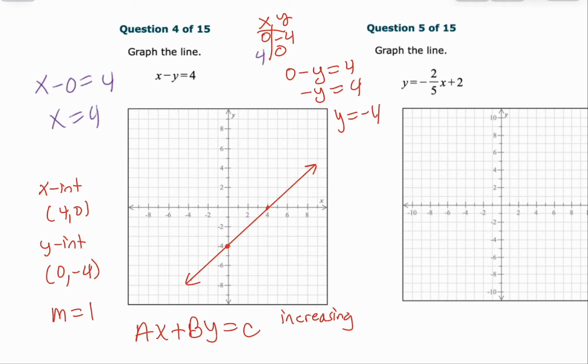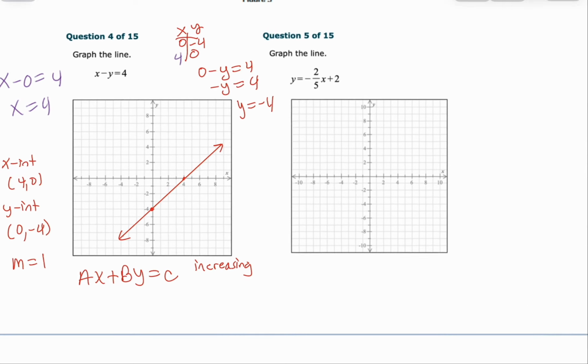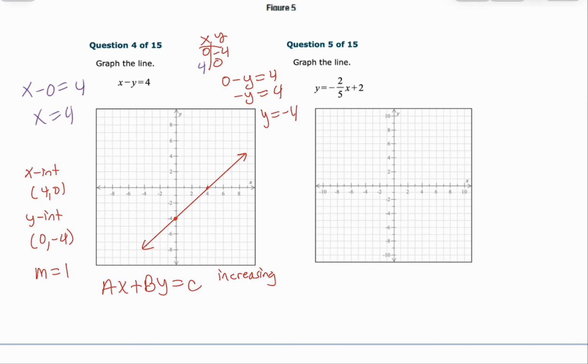Now, question 5, I would probably not graph it the same way. Now, could I? Of course I could. You can always plug in points at the line. Most equations you can plug in some points, at least to give you an idea of what the graph is going to look like. But in this equation, because it is in that slope-intercept form, why not use that to your advantage?